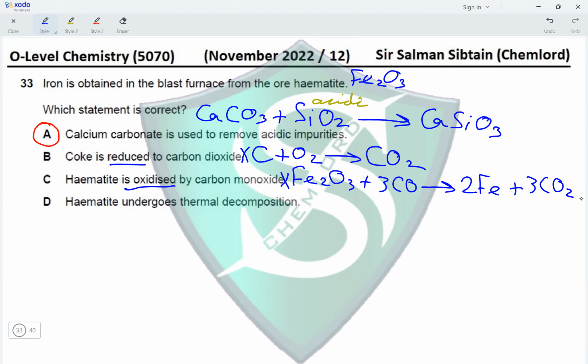Last one, hematite undergoes thermal decomposition. No, it undergoes reduction. So option D is also incorrect. Thus, option A is the correct option for this question.